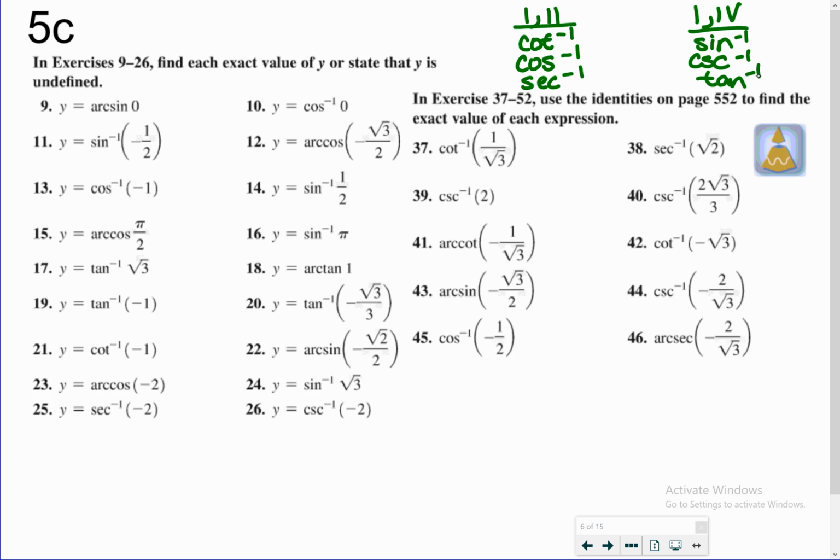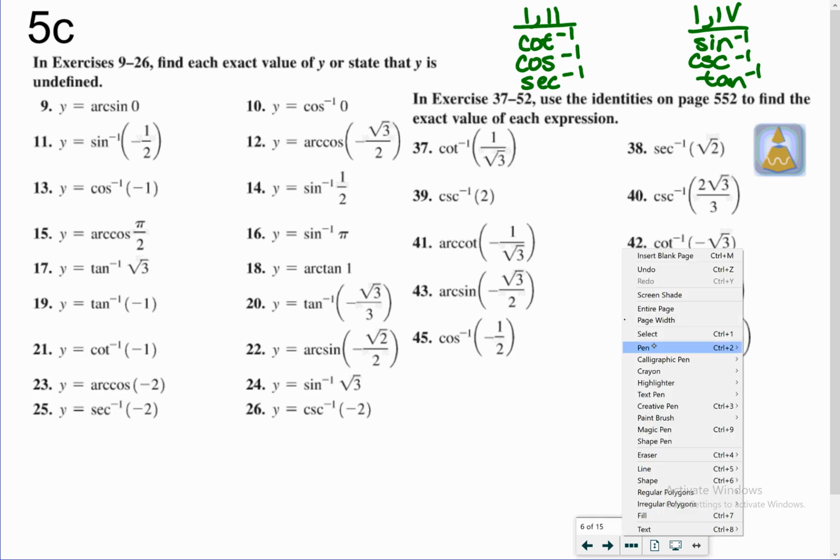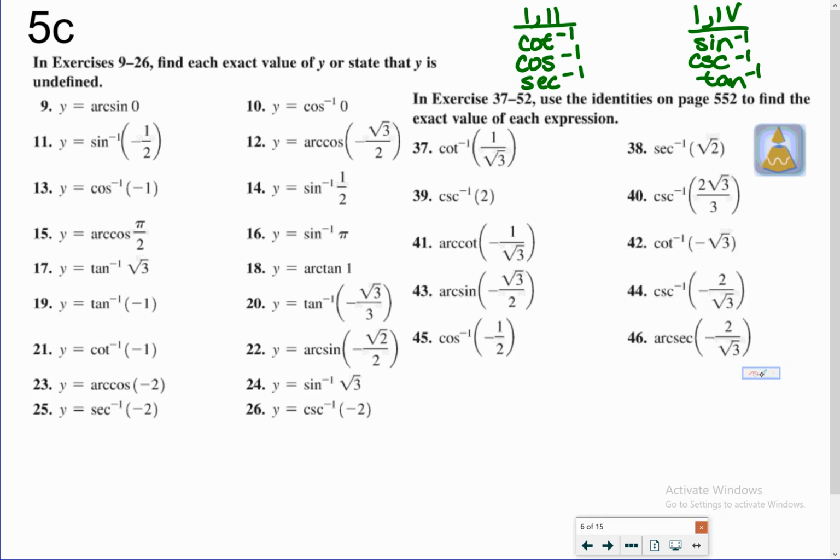All right, so pick a number. 40. I'll circle the right one this time. There we go. Okay. That was a good choice.